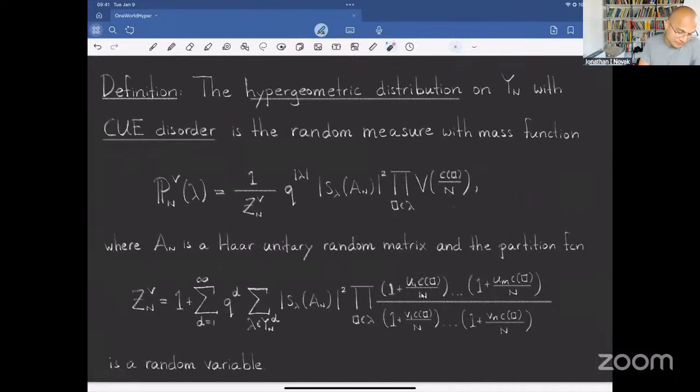Okay, so the hypergeometric distribution on Young diagrams with CUE disorder is exactly what we have discussed previously, except that for A and B, you take a uniformly random unitary matrix and its conjugate. What you get is a random measure on Young diagrams with at most n rows, whose partition function is a random variable of this form, a random analytic function of this form.